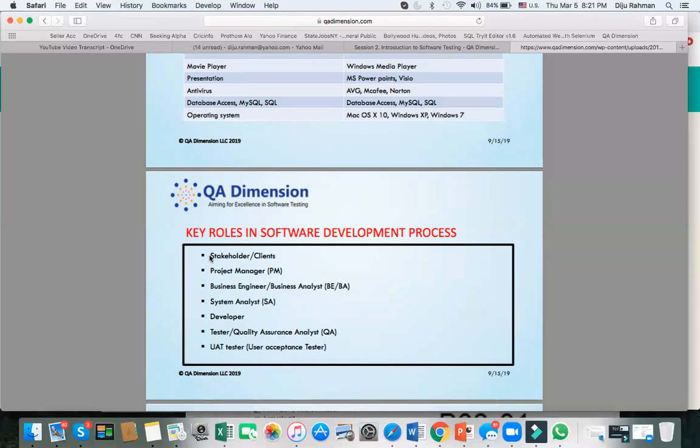I always bring the example of building a house. Stakeholder means who is the client. So let's say if you're buying a house, or if you're making a house, building a house or something.